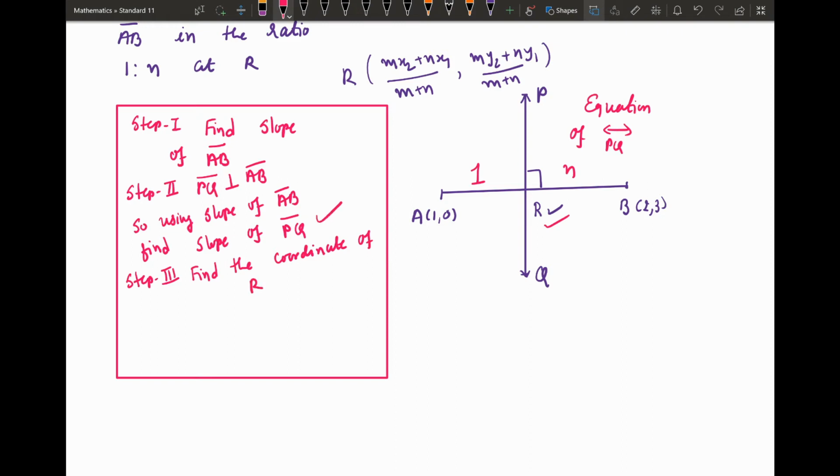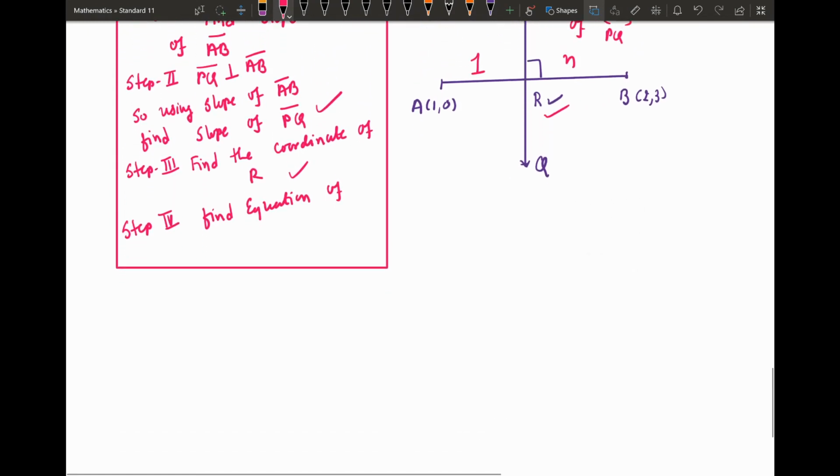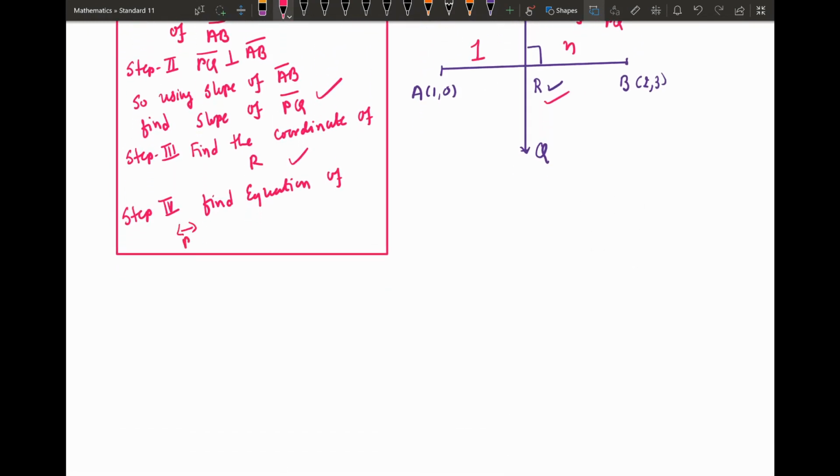So slope is there, point is there. So in the final step, step 4, find equation of line PQ using point slope form. So in this sequence we will solve the problem. So let us solve the problem.